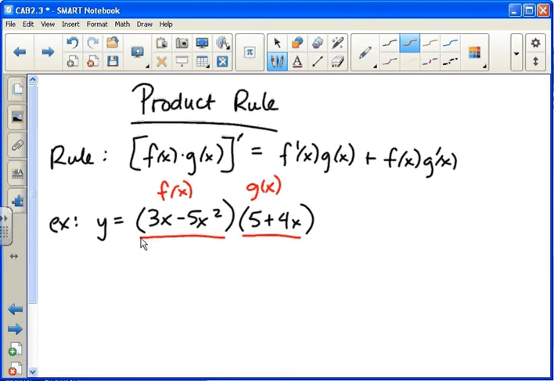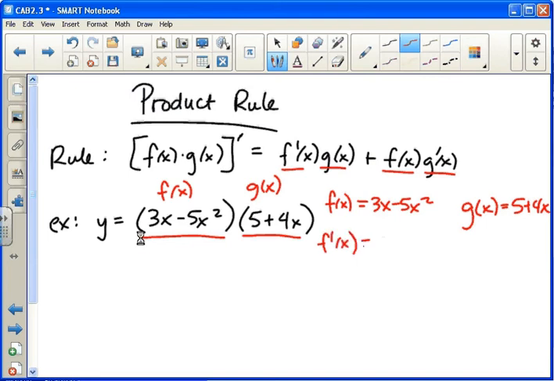Now if you notice, I need 4 pieces to complete this. I need the original f and its derivative. I need the original g and its derivative. So if I can just get those 4 pieces, then it's just a matter of putting them in the right order. So over here to the side, I'm going to identify that f of x is 3x minus 5x squared, and g of x is 5 plus 4x. And then I'm going to find their derivatives. F prime will be 3 minus 10x, and g prime will be 4.